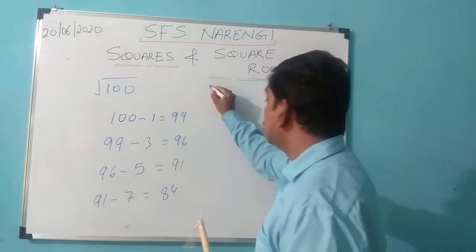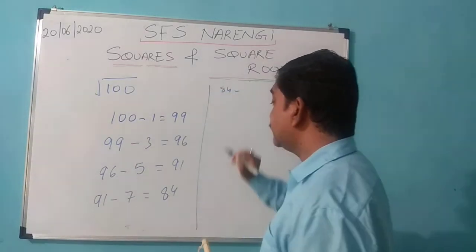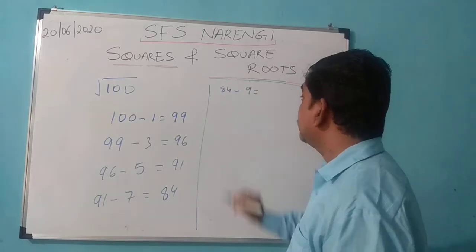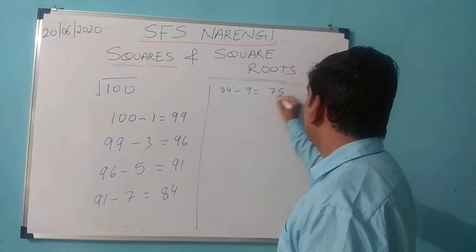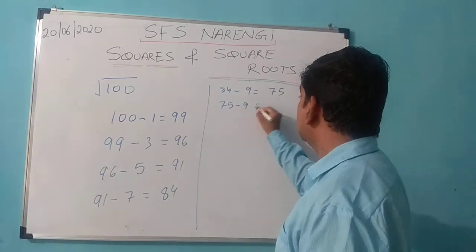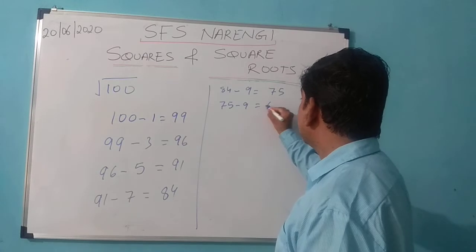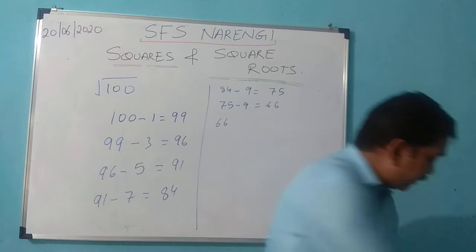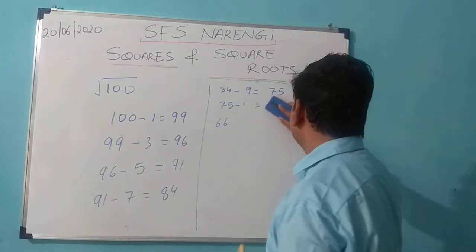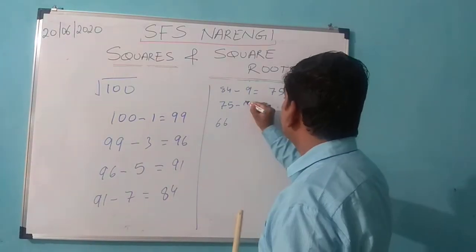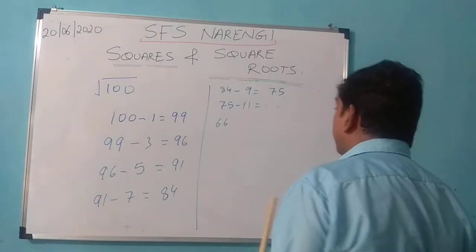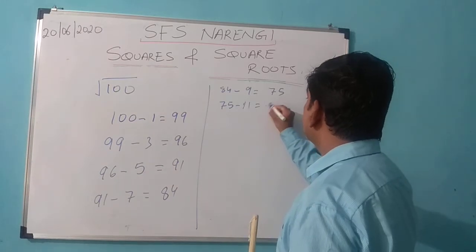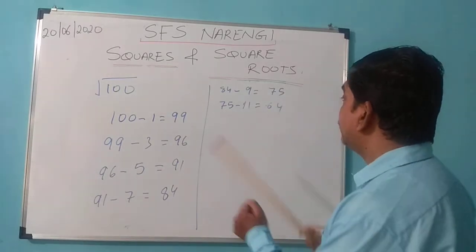Okay, so what will the next step be? It will be 84 minus 9. How much is 84 minus 9? It will be 75. Then again 75 minus 9, how much? It will be 66. Alright, not 9 here, I made a mistake. This should be 11. Sorry. If I subtract 11 from 75, what will I get? I will get 64. Alright, 75 minus 11 is 64.